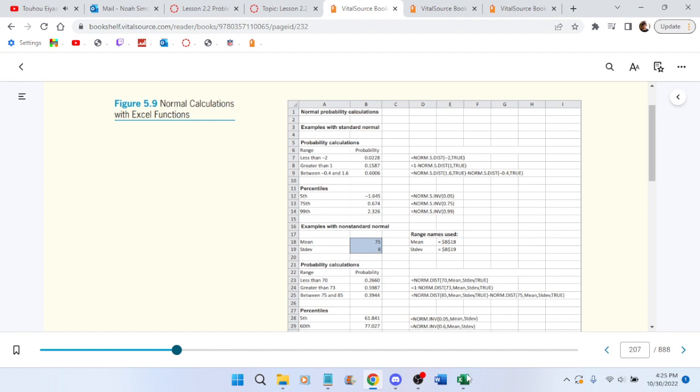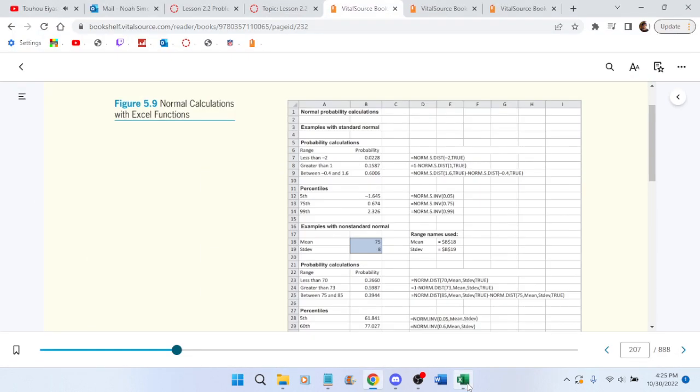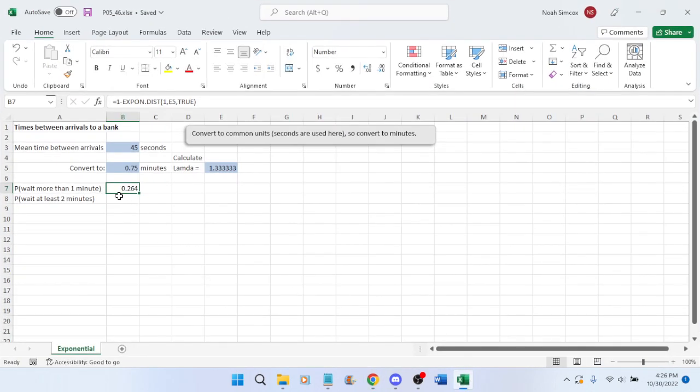I'm not even using normal distribution anyways. Like greater than 73 and greater than or equal to, this value returns less than 73, and then you do one minus that. Okay. It's going to be the same. It's just going to be the same.